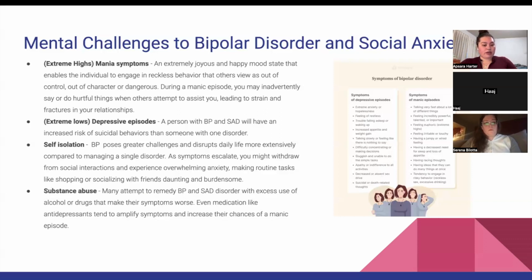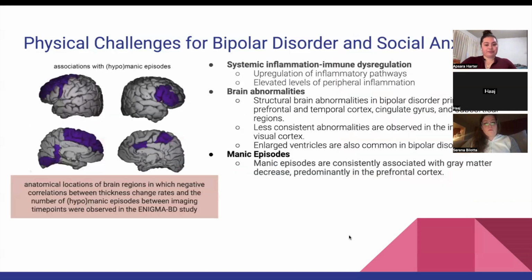And lastly, another example we have is substance abuse. Many individuals with bipolar disorder and social anxiety disorder attempt to remedy this disorder with excessive use of alcohol or drugs that make their symptoms worse. So even when people tend to rely on drugs or alcohol, they think that it's making their symptoms better, but in reality, it is not. Even medication like antidepressants tend to amplify symptoms and increase their chances of manic episodes. So these are just a few symptoms that we have here. If you look over to the figure, there's a little bit more details on the different symptoms.